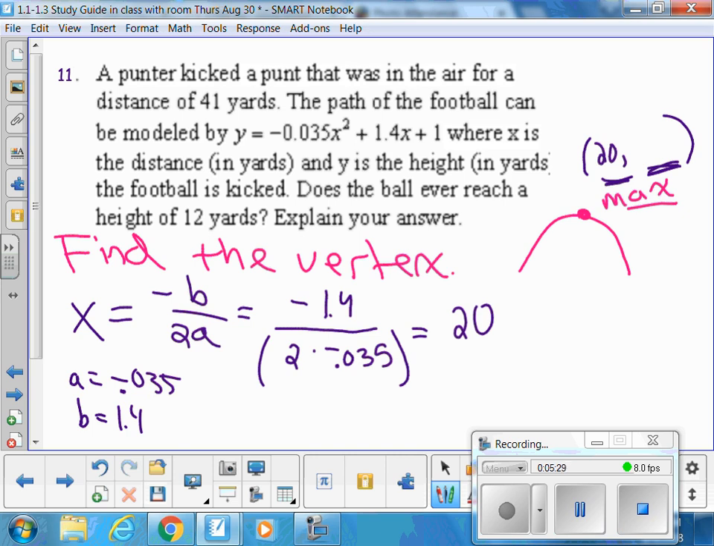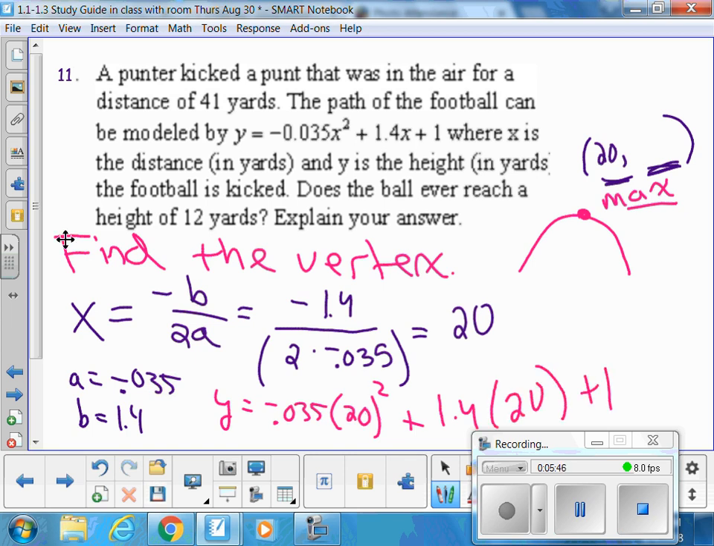So we're going to take that 20 and plug it back in the original equation. So it'll be y equals negative 0.035 times 20 squared plus 1.4 times 20 plus 1. All right, we plugged it back in, calculated it all up, got 15. That means that maximum height is 15 yards above the ground. So yes, this ball would reach a height of 12 yards. I would just say yes, because it actually reaches a height of 15 yards.